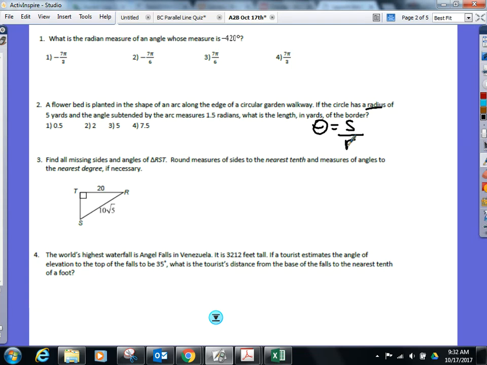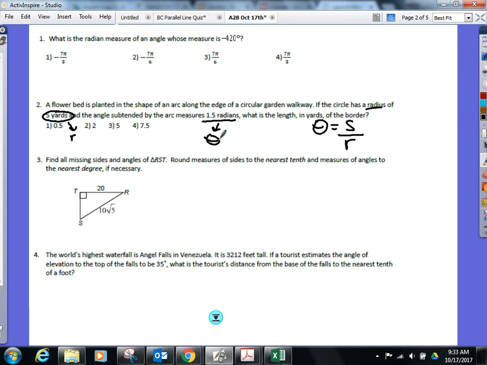So let's keep reading here. We're given the radius, right? So this is my R value, 5 yards. And what else am I given? The angle, the arc measures 1.5 radians. So what's this 1.5 radians going to go in for? Remember, it's radians. I only measure what in radians? Angle measures, right? So that's going to go in for theta. And what are we looking for? S, the arc length. Yes, the border.